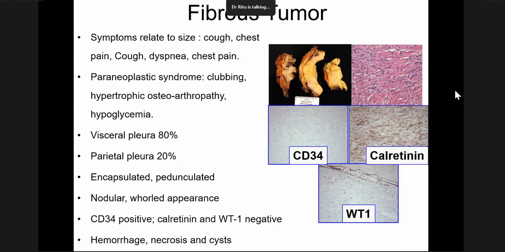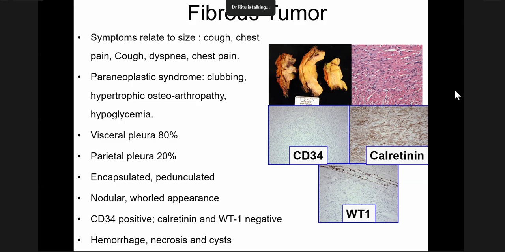Fibrous tumor: patients may have no symptoms, or they may present with some vague symptoms such as chest pain, cough, which may be truly unrelated to the lesion. And they get an X-ray, and that's how we find the lesion. But about 10% of these patients can have hypoglycemia, and another 10% of these patients can present with paraneoplastic syndromes. What are the paraneoplastic syndromes? You can have clubbing, you can have hypertrophic osteoarthropathy, or you can have hypoglycemia.